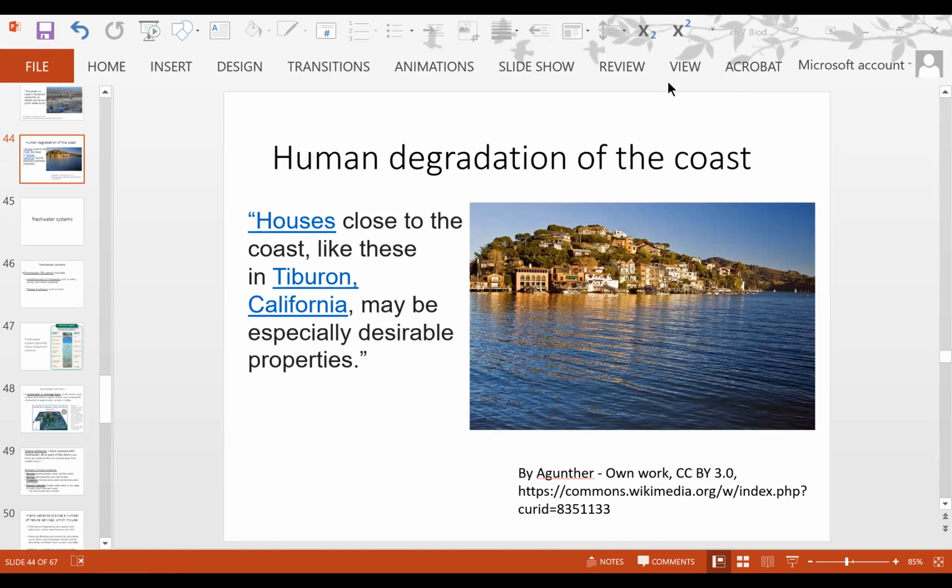And then you have degradation by directly building right on the coastline. So this is an example from Tiburon, California, where you have these very large, expensive homes built directly on the coast. So that interrupts the habitats of the coastline, and it also introduces pollution from runoff.